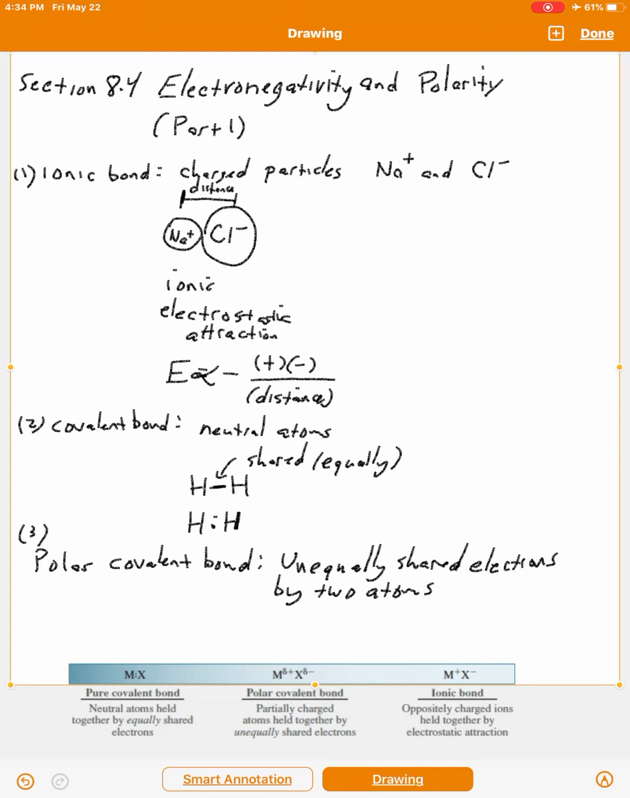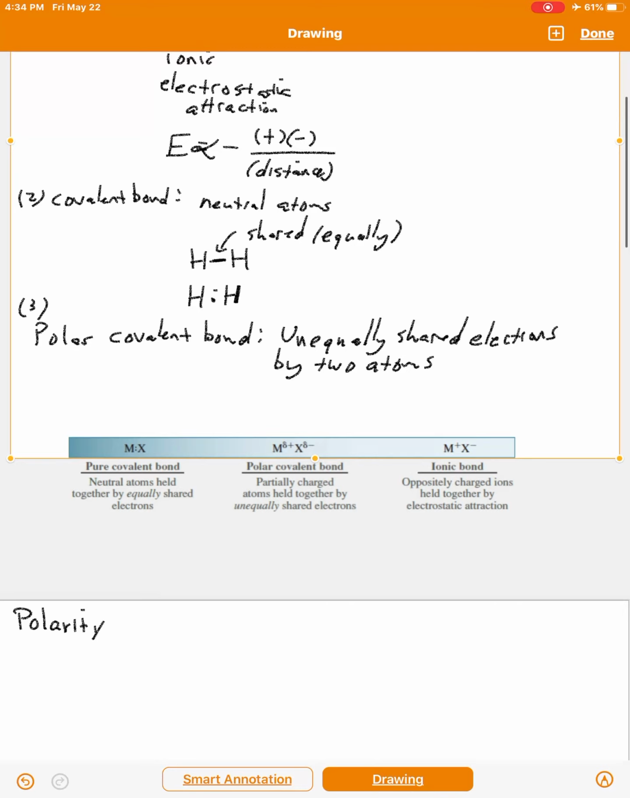We have the case where the only attraction is due to the oppositeness of the charges, right? The sodium ion is positively charged and the chloride is negatively charged. That's called an ionic bond. Then we have the other opposite side of that, where the electrons are completely shared equally, and we call that a covalent bond. But it turns out we can also have in between, and we call that a polar covalent bond.